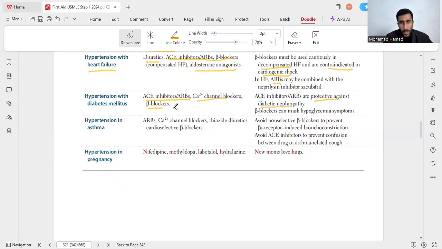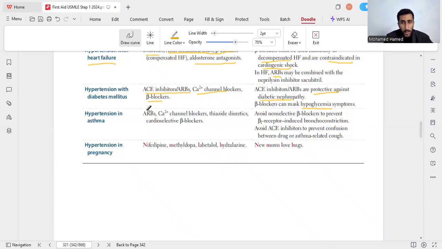But as you noticed, beta blockers are the last kind of drugs because they can mask the hypoglycemic symptoms. So they knock out the sympathetic system. When you have hypoglycemia, the sympathetic system starts warning you of the hypoglycemia. They knock it out. So they are the last line of drugs that may be used with diabetes.